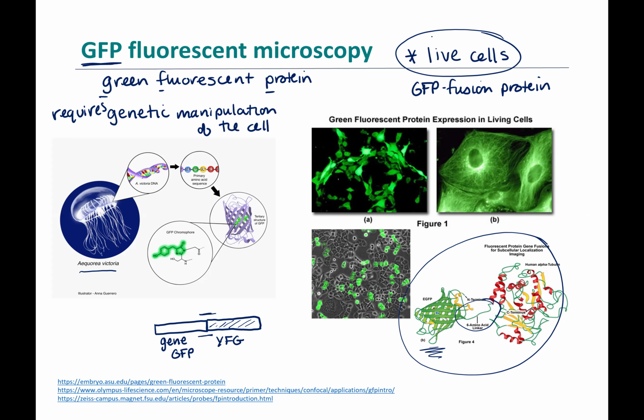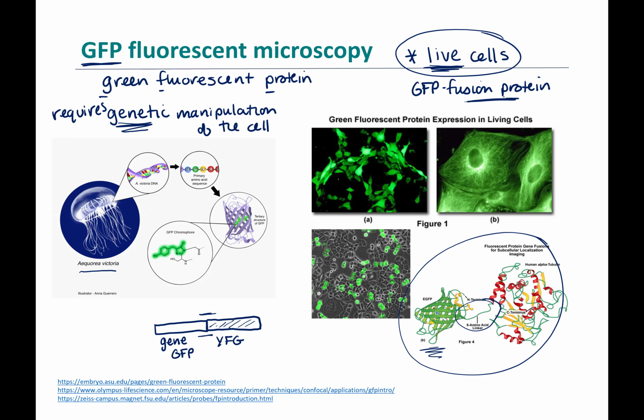So in this case, you'll see bright green on a black background. And what I will do is distinguish if something is a live cell or it's had genetic manipulation or you've created a fusion protein. And that's how you'll know this is GFP and not some kind of fluorescence.